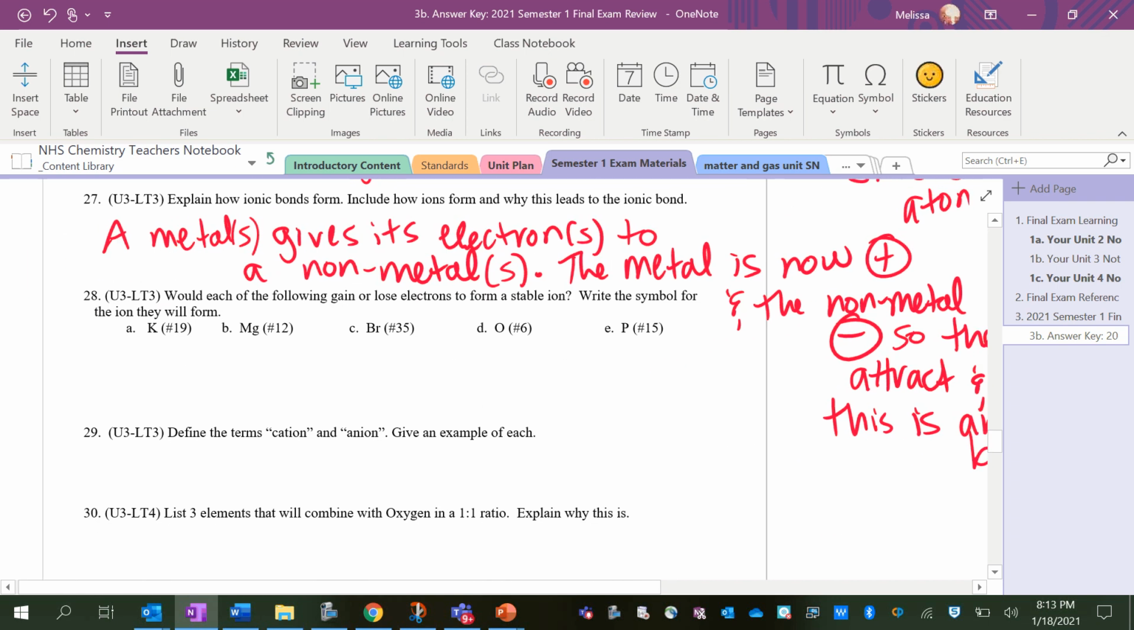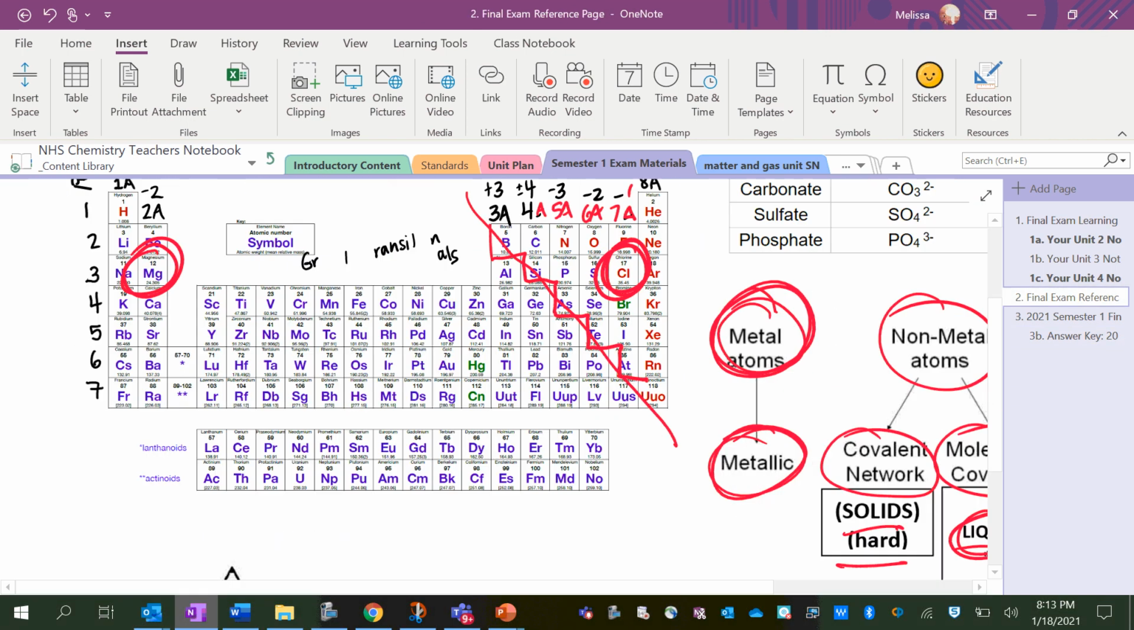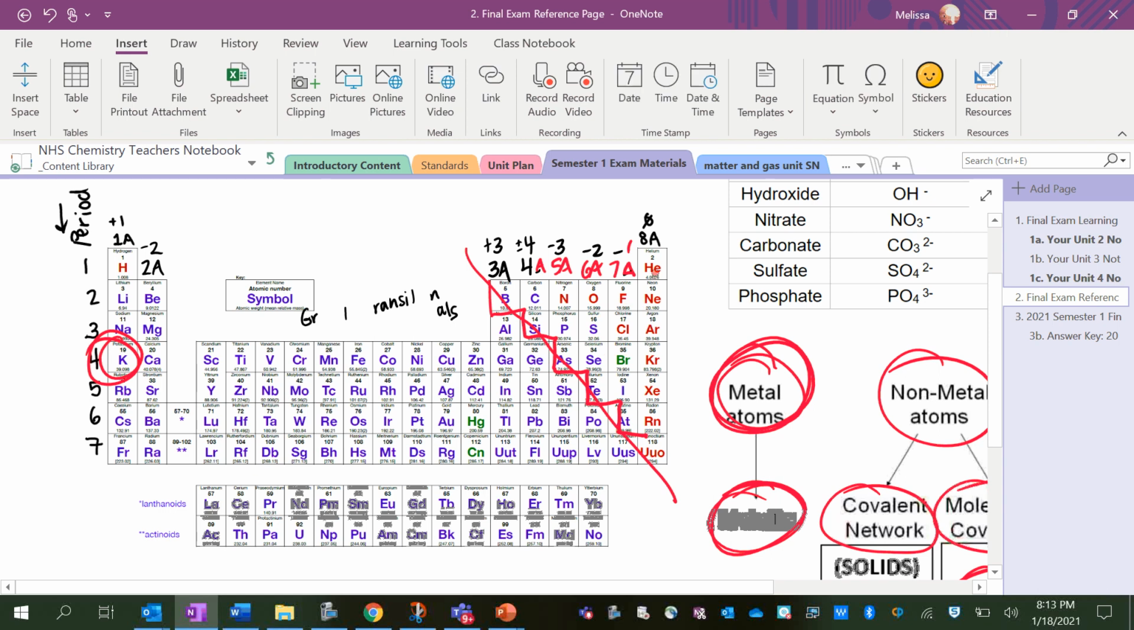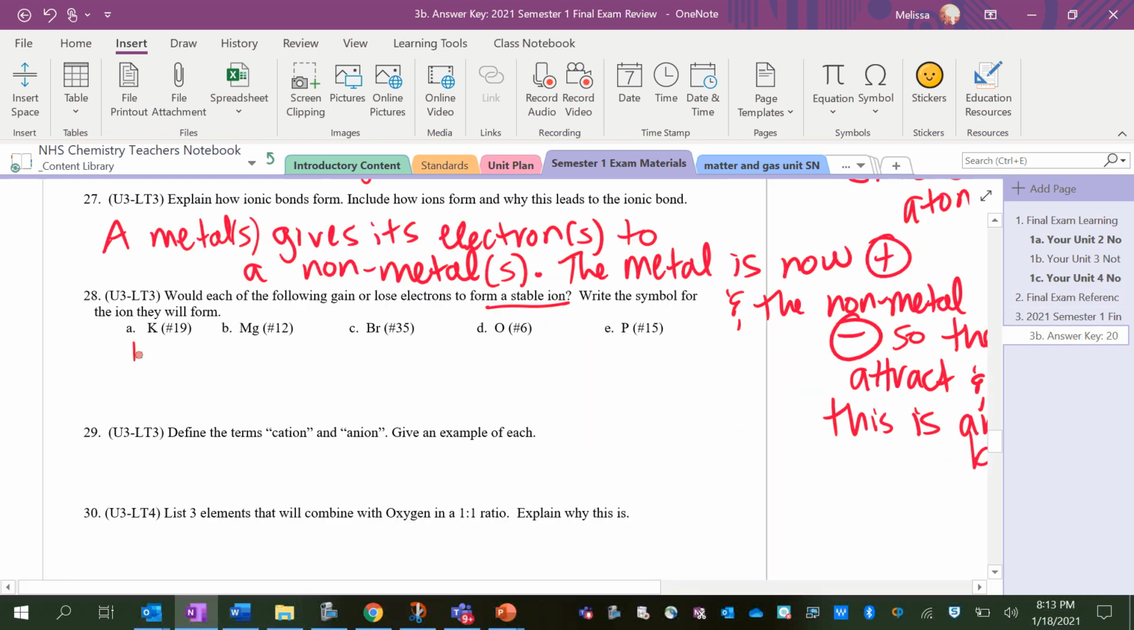Would each of the following gain or lose electrons to form a stable ion? And then write the symbol. Okay, let's look at number 19. Number 19, potassium, is right here. And it's so close to being like number 18, right? 19 is closest to number 18 of all the noble gases, okay? It just needs to lose one electron and then it will be like argon. So it will lose one and then the resulting ion will be K+.